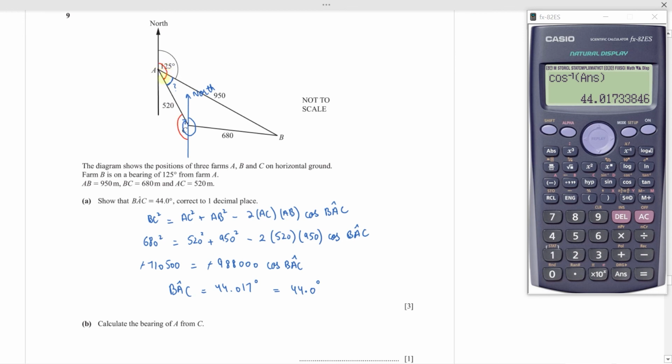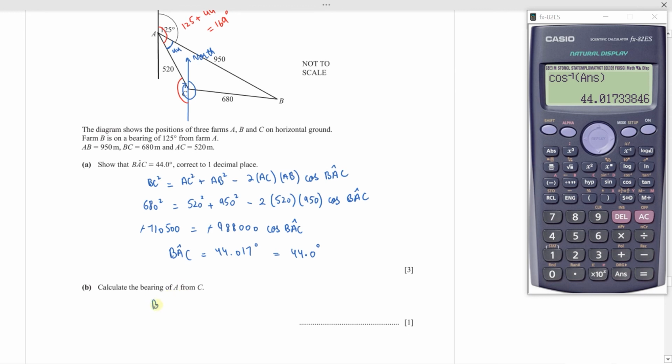Now I can easily calculate this red angle, because this is simply 125 plus this angle BAC, which we calculated in the first part, which is 44. So this is 169. 125 plus, I can write this now as 44. So 125 plus 44 gives you this full red angle, and this angle is equal to this red angle because these two are alternate angles where these two lines representing the north of A and the north of C are parallel. So now I can easily find the bearing of A from C.